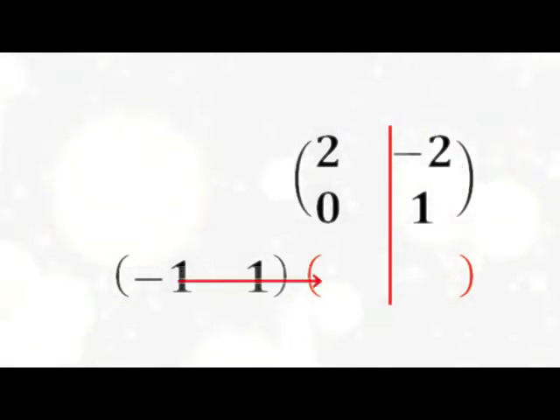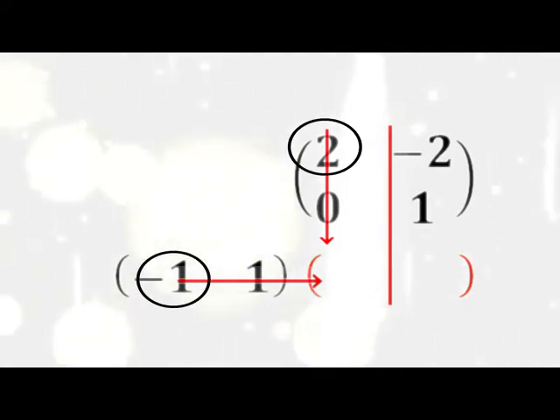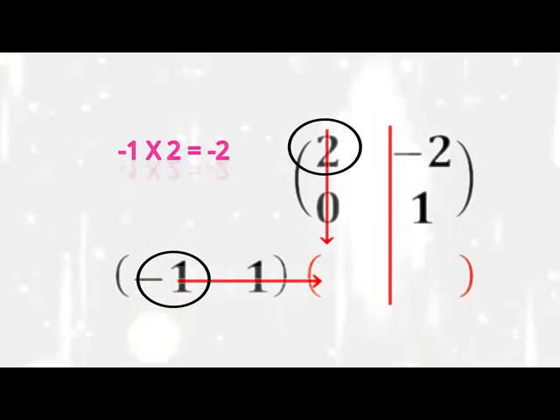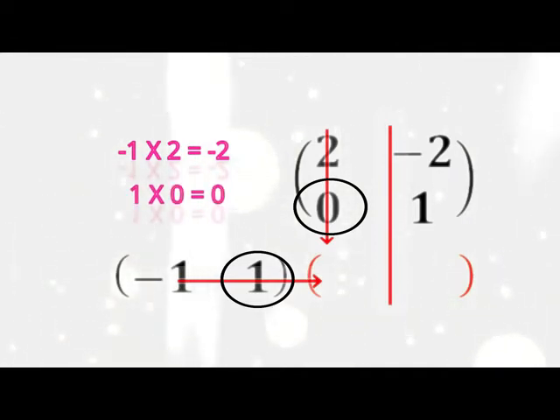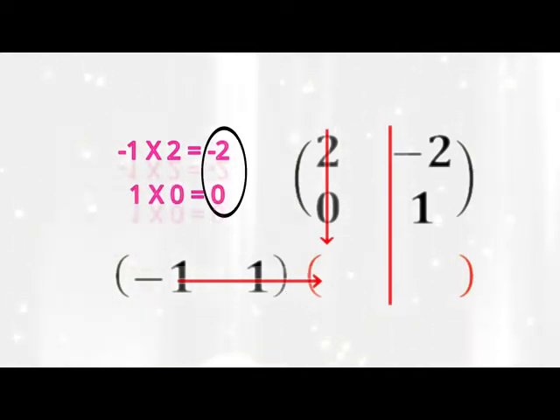First, we multiply the only row in the first matrix with the first column of the second matrix. Each of them, the row and the column, has 2 elements. Now, we multiply the first number in the row with the first number in the column. So -1 times 2 equals -2. And then we multiply the second number in the row with the second number in the column. 1 times 0 equals 0. And then we add those two numbers together. -2 plus 0 equals -2.